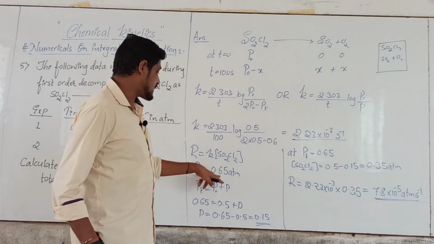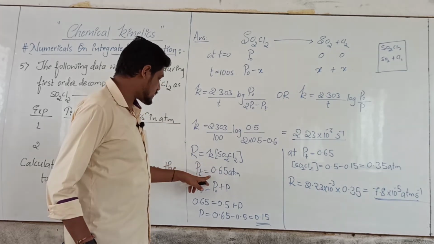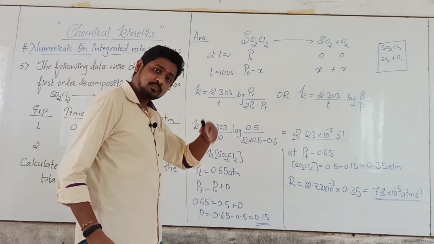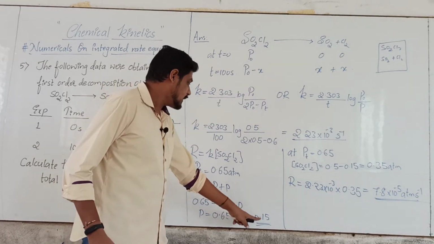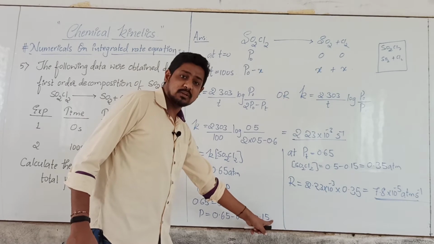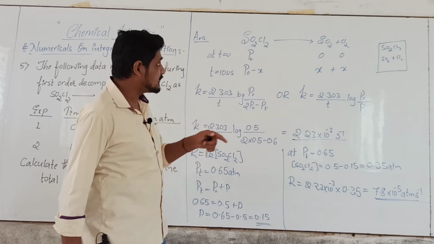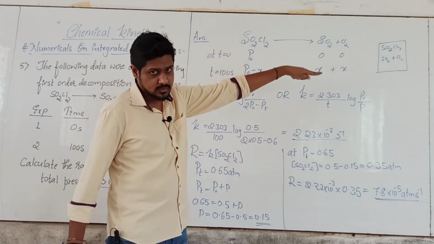So when the total pressure is 0.65 atm, what does it mean? Compared to the initial concentration, some pressure has increased. So how much has it increased? The increased pressure is 0.15. What does it mean? Some pressure has increased, which means some amount of sulfuryl chloride has decomposed.